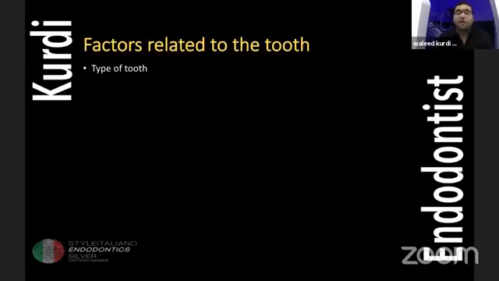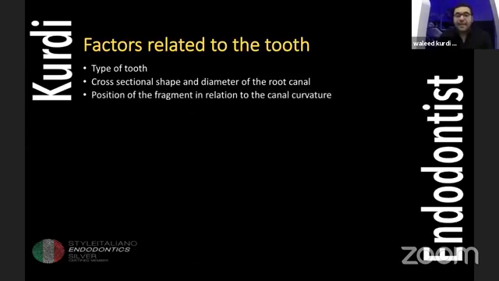Type of tooth, indeed. If you are dealing with an anterior tooth, it will be easier to retrieve or even to bypass. Then cross-section shape and diameter of the root canal. If you are dealing with a distal root, for example in a lower molar, it will be much easier than a mesiolingual or even mesiobuccal canal. And the position of the fragment, and this is a very important factor. We will classify the separated file cases into two options, not coronal or middle or apical third. No, I will just say before the curve and beyond the curve, because the treatment option will be completely different.